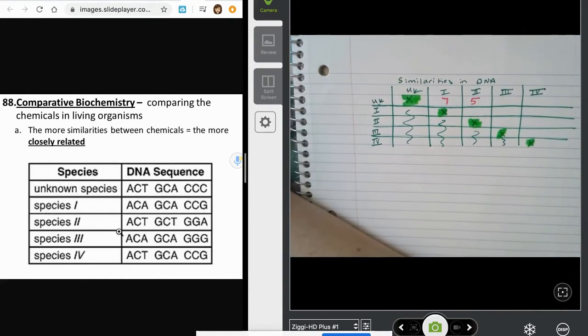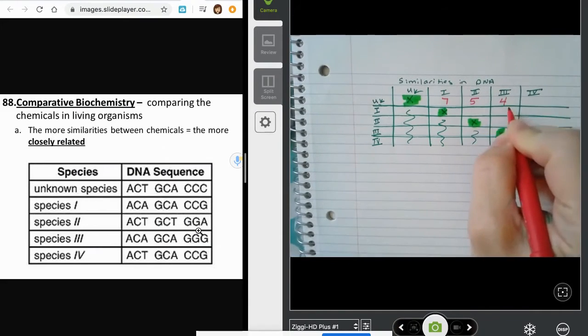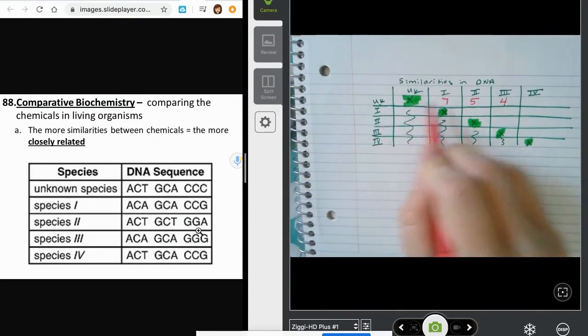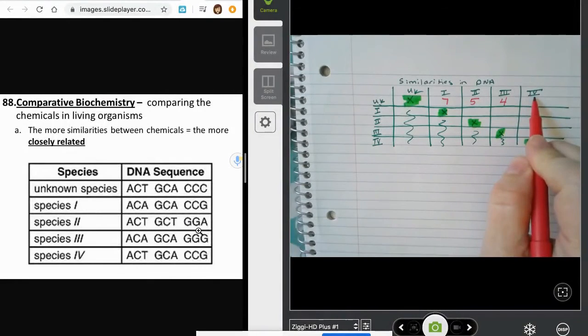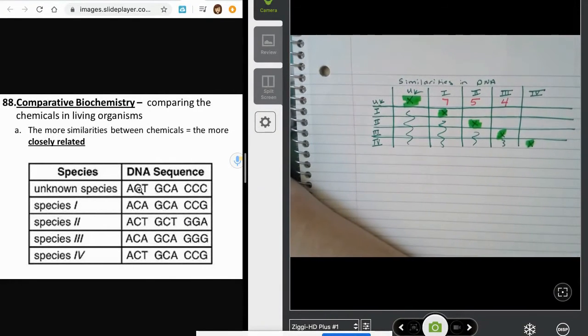All right, now unknown to species 3. I'm mentally blocking these two middle boxes out. 1, 2, 3, 4. 4. Now the unknown to species 4. 1, 2, 3, 4, 5, 6, 7, 8.